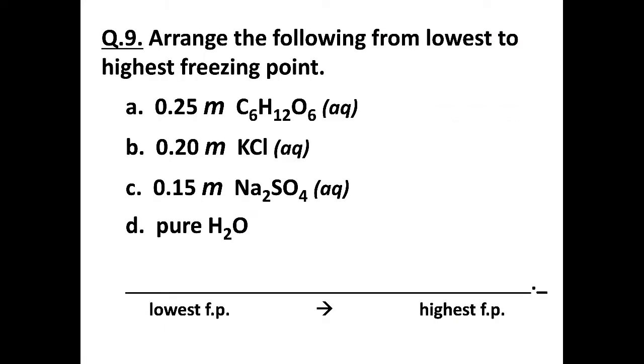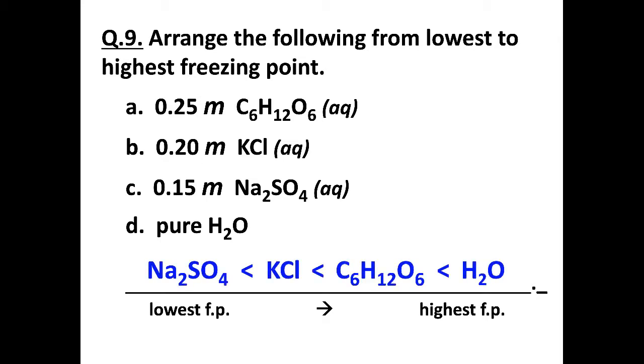So if we put them in order from lowest freezing point to highest, water is going to have the highest freezing point because its freezing point isn't affected, and then the lowest freezing point will be the sodium sulfate, then the CaCl, then the C6H12O6, in terms of highest effective molality, and then increasingly less large effective molalities.